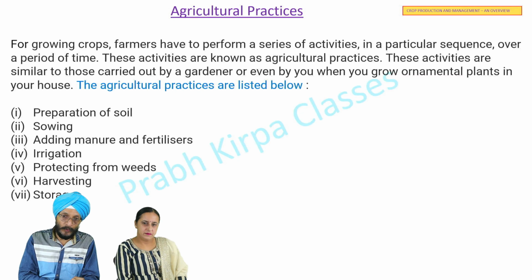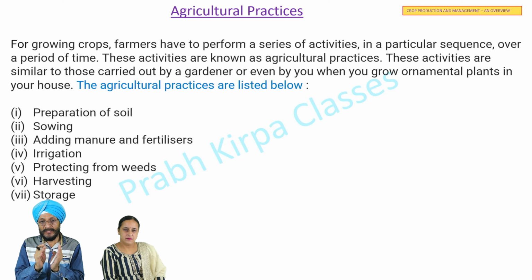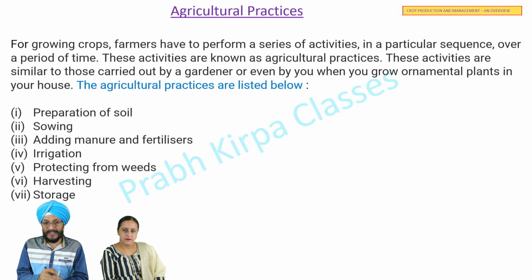Now we conclude this course. The agricultural practices can be classified into seven series of activities which have to be performed by the farmer in a particular sequence over a period of time.